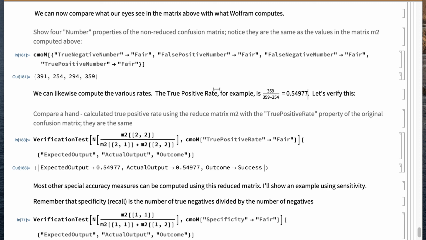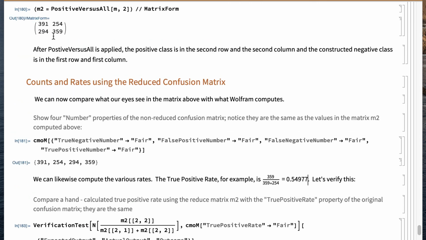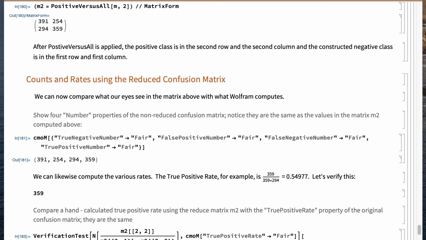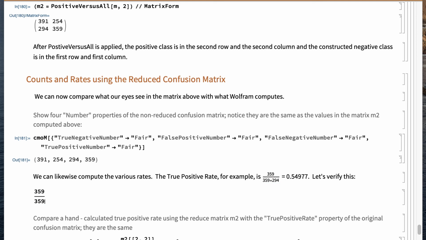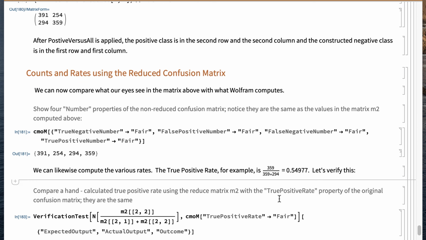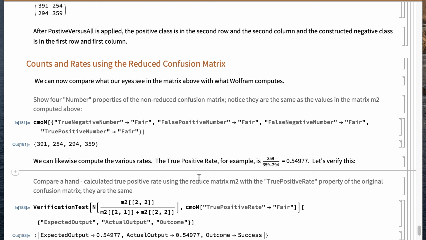All right, so the true positive rate is this 359 number. That's the number of true positives. And how many positives are there? There are 359 plus 294. And let's just do this by hand and make really sure that I'm getting this right, because if I give you the wrong information, then you're going to get confused. And yes, all right, it's now fixed. Okay, so that's computing the true positive rate by hand.